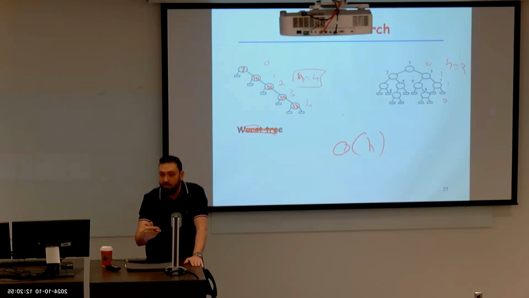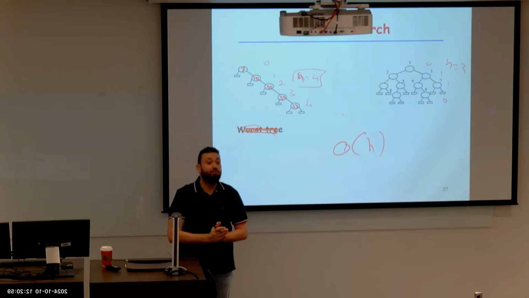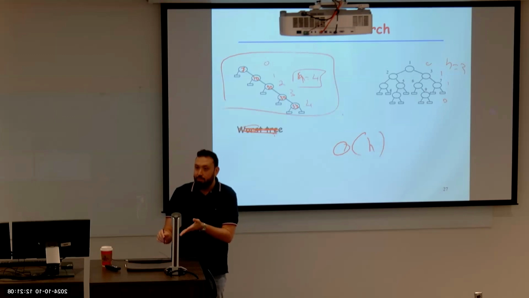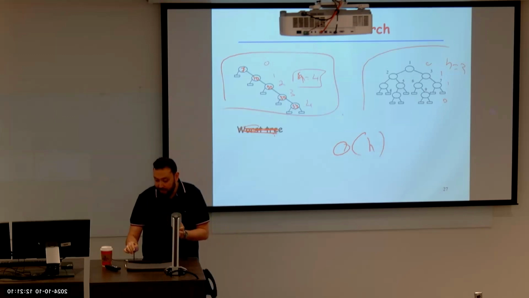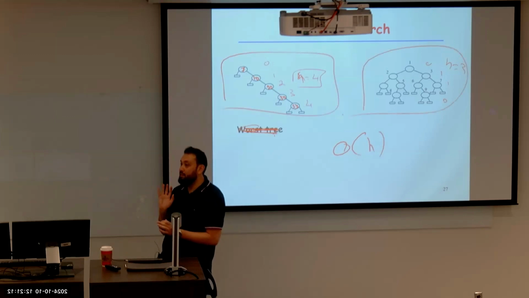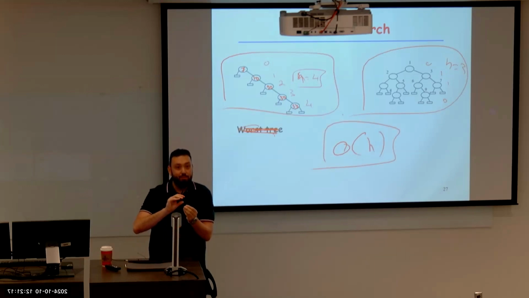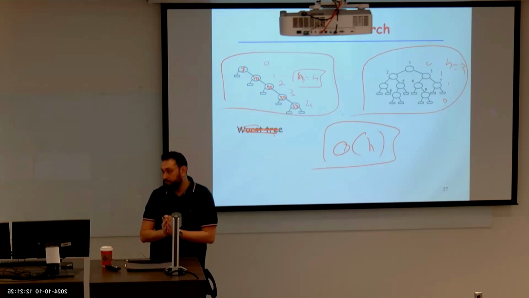You cannot say it's big O of log n. You cannot say big O of n. It's big O of H. So whatever H is going to work. If it's n, if it's like this, it's going to be O of n. If it's like this, it's going to be O of log n. So that's what I want you to always remember. Big O of binary search tree is the big O of H. Okay, it depends on the height.